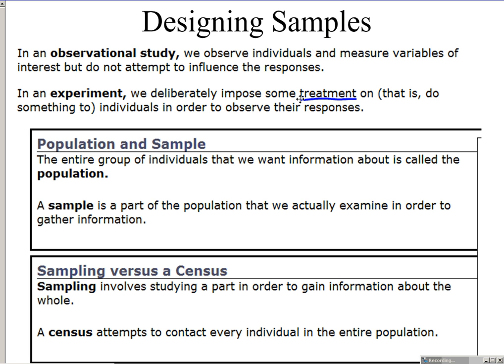Sampling versus a census. Sampling involves studying a part in order to gain information about the whole, whereas a census attempts to contact every individual in the entire population. Obviously, sampling is much easier to do. It is much less costly than a census, where we would simply talk to everybody, which is why in the United States we do a census once every 10 years. It is very costly, number one, and number two, it's very difficult to attempt to contact every single individual that lives in the United States.